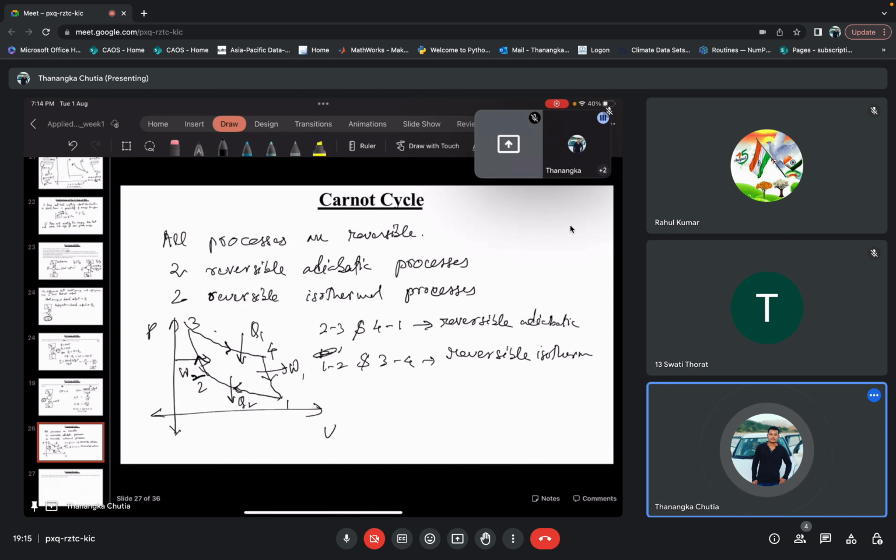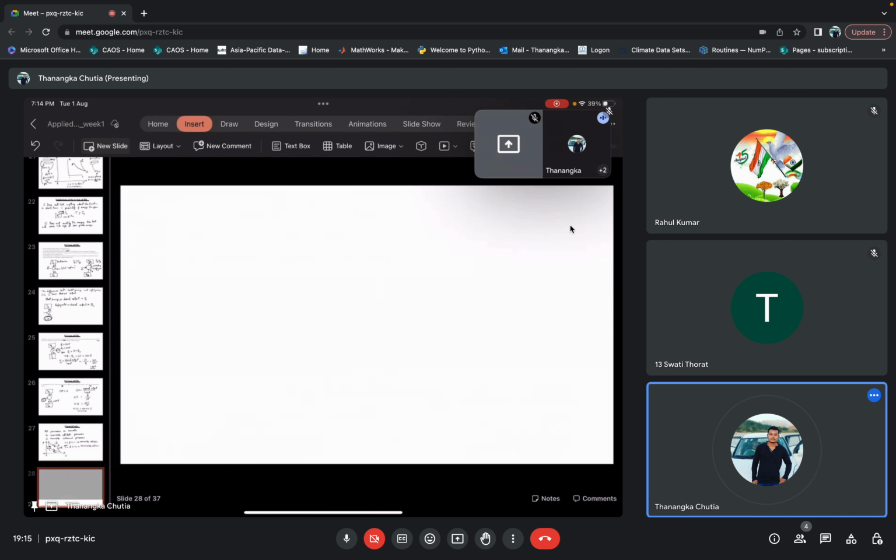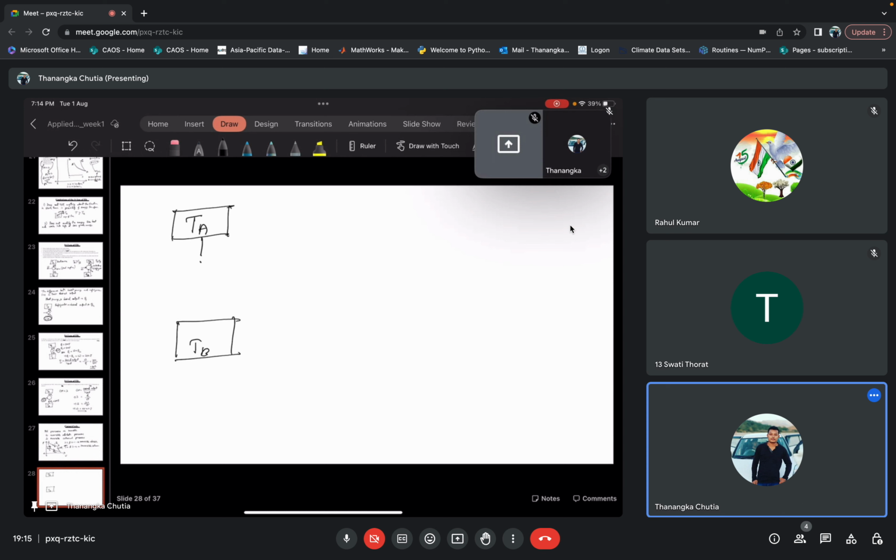Okay, now the similar thing will be for your heat pump, just the direction will be opposite. Okay, now why is it important? That is very, very important. Suppose I have reservoirs at TA and TB, with heat Q1, Q2 and work W, and I'm saying that this is a reversible heat engine.